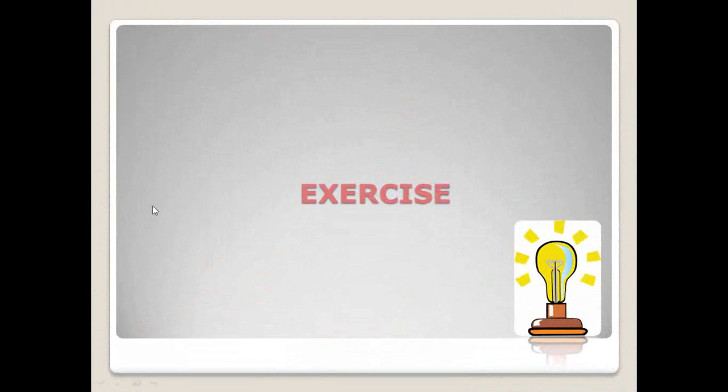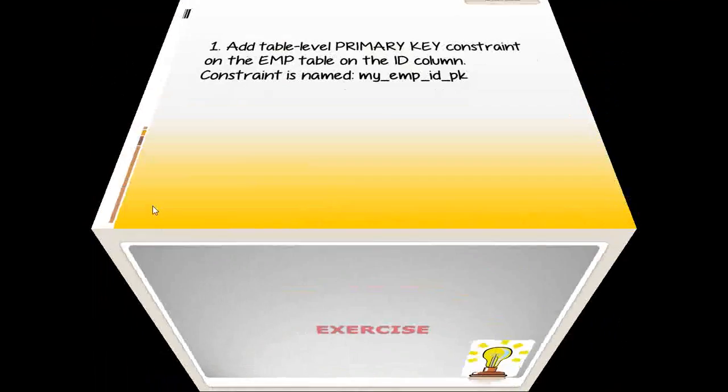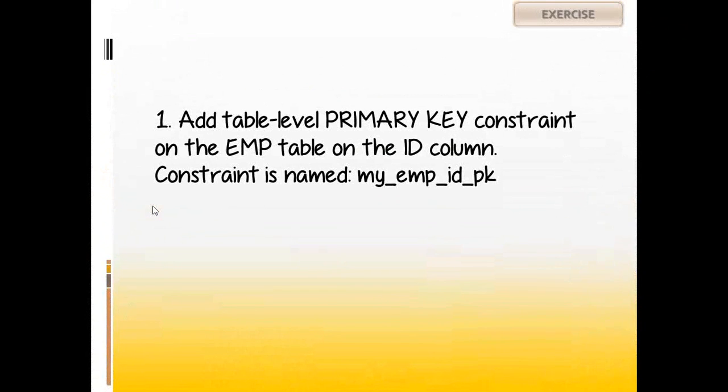Okay, we have to do the exercise. After the theory I gave, we will do the exercise. Number 1. A table-level primary key constraint on the M table, on the ID column. The constraint is named myMIDPK.